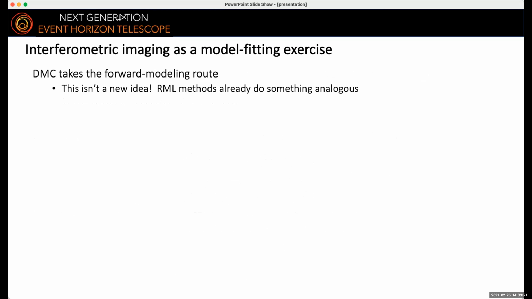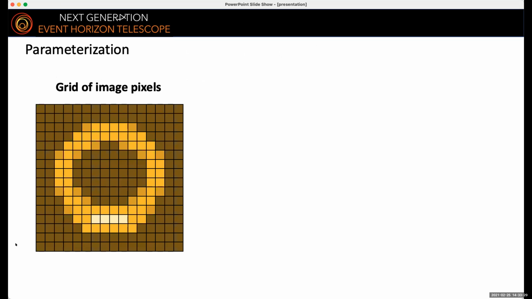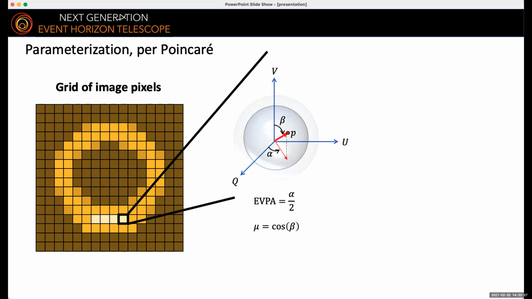It's analogous in many ways to EHT-Imaging and SMILI, these RML methods that see regular use within the EHT collaboration. The underlying image model is a square grid of pixels, with the intensity in every pixel being a model parameter. But of course, in each of these pixels, there's really 4 Stokes parameters worth of information.